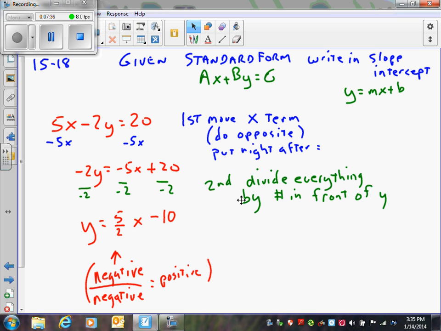And the second thing you do is divide everything by whatever number is in front of y. So my number in front of y is negative 2. I divide everything by negative 2. And you should be doing that in 3 places: underneath the y, underneath the x, and underneath the constant term. Negative 2 divided by negative 2 cancels out. I got y equals minus 5 over minus 2, and negative over negative is a positive, so 5 over 2x. And then 20 divided by negative 2 is minus 10. So I can get rid of the plus sign and put minus 10.